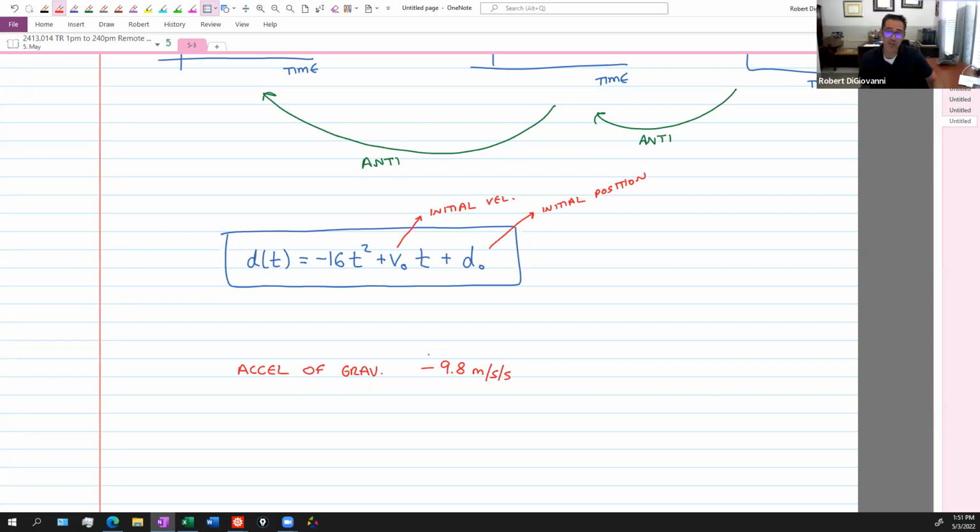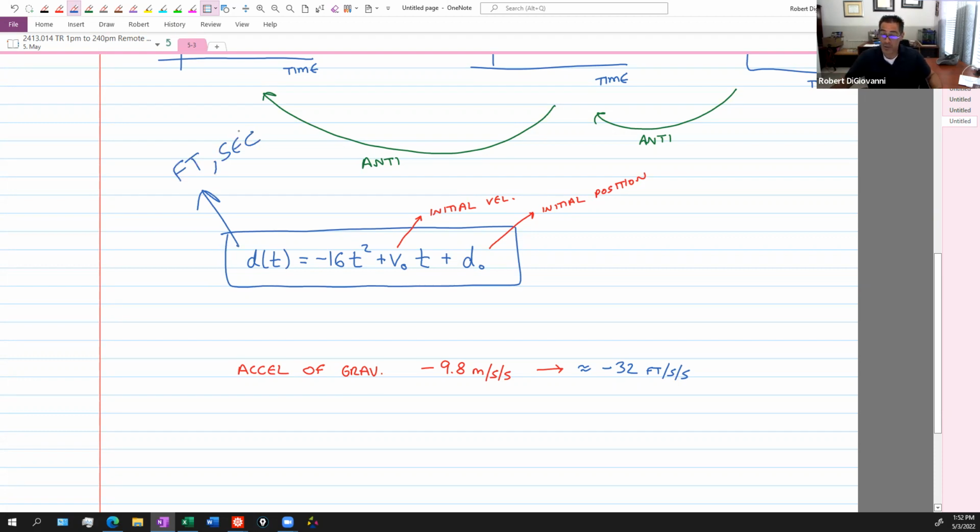That has been accurately measured. Well, I'm going to convert this to feet per second. It's approximately -32 feet per second per second. We can measure things in meters or in feet or in miles. I'm going to put it in feet per second because this formula here measures things in feet and seconds.